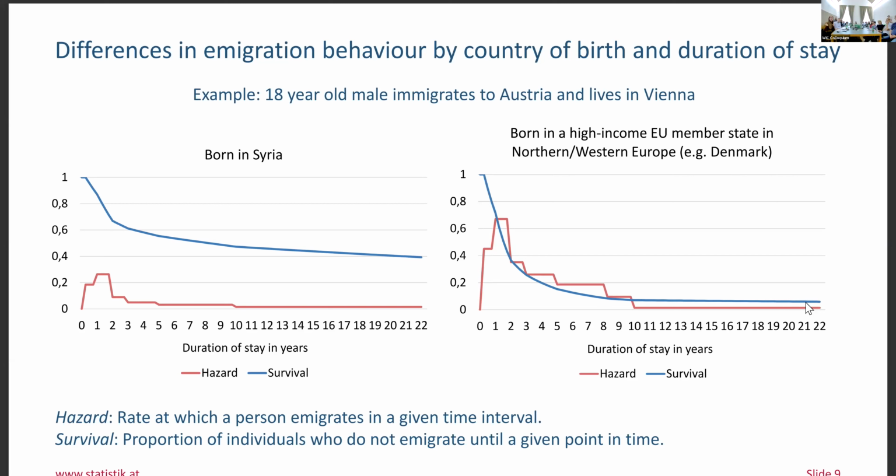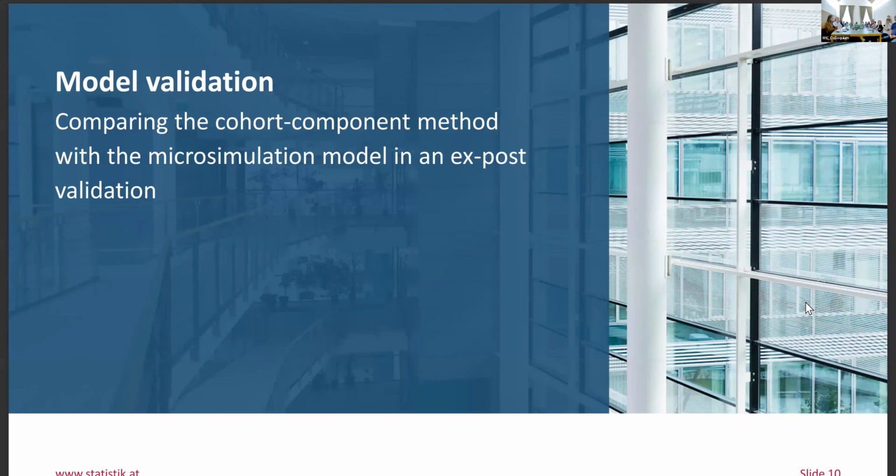And so what these two graphs are showing is that there's individual level characteristics such as the duration of stay or the country of birth, which is already quite disaggregated in our model, which we just wouldn't be able to include in a cohort component method, and they clearly affect behavior, and you can see this also in aggregated emigration numbers. And with this, I will now pass the keyboard to my colleague, Philip.